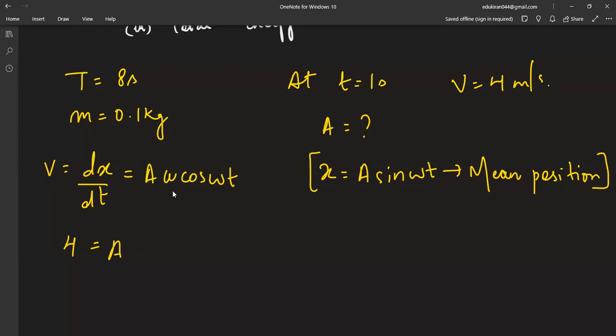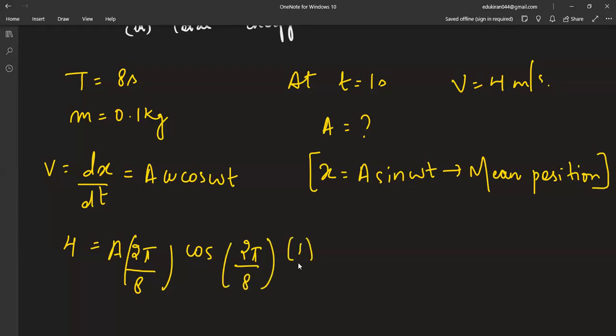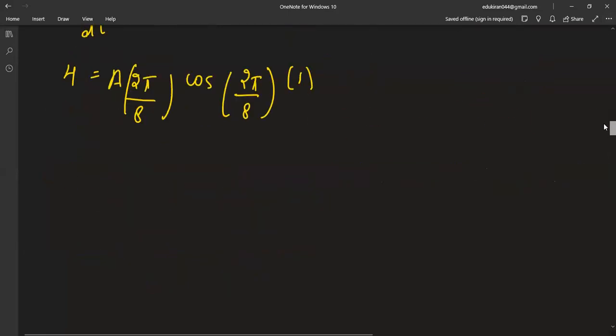amplitude we do not know. Omega, do we have? Yes, we know time period is 8. So omega will be 2 pi by 8, cos omega t, and time is 1 second. So t is 1 second. That's it. So yeah, from here we can calculate further.